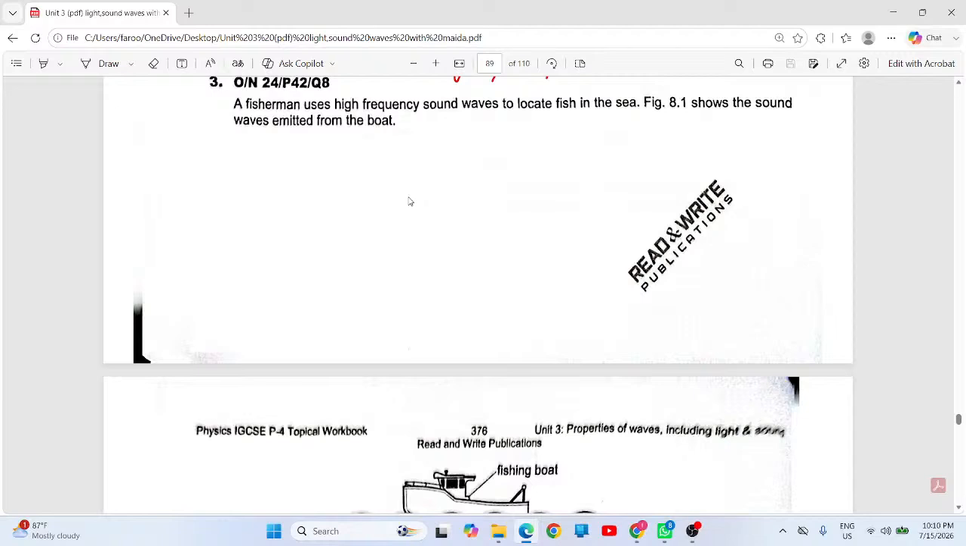Frequency sound waves to locate fish in the sea. Figure 8.1 shows the sound waves emitted from the boat.